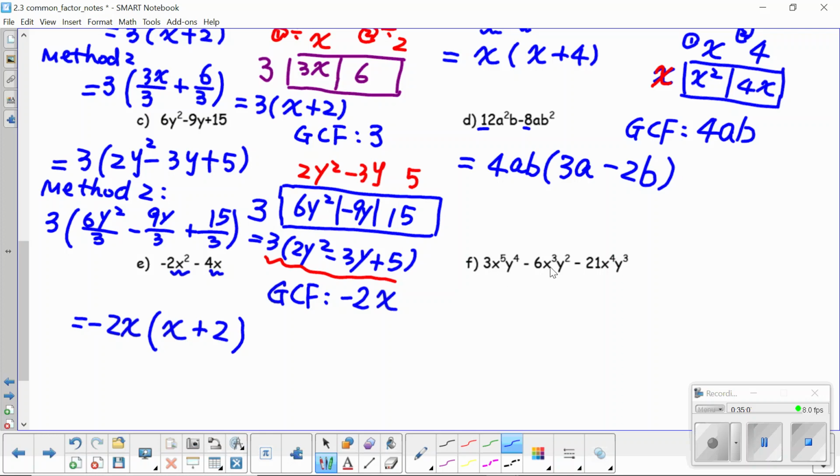And next one, 3, 6, 21. The greatest common factor will be... 3 is a prime number, so 1 times 3.